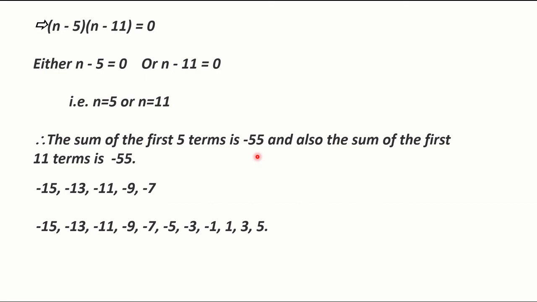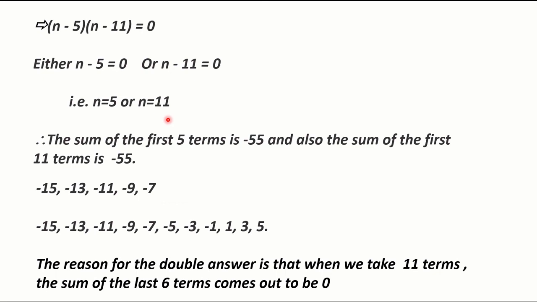That is the reason for the double answer. Double answer in a sense that we are getting two values of n. Is this clear? So the reason for the double answer is that when we take 11 terms, the sum of the last 6 terms comes out to be 0. That's the reason.